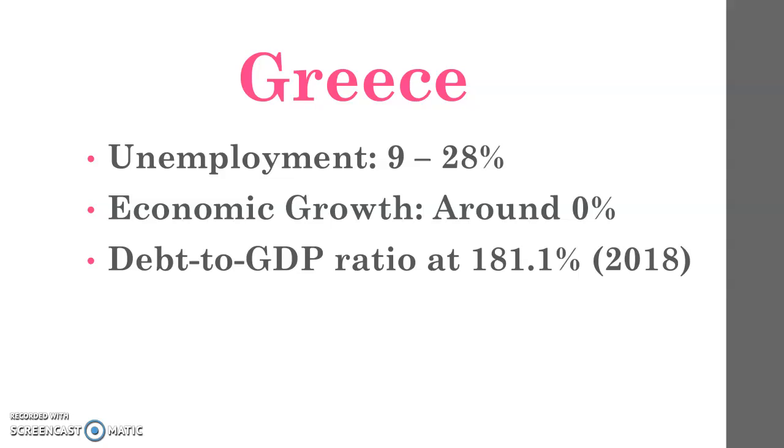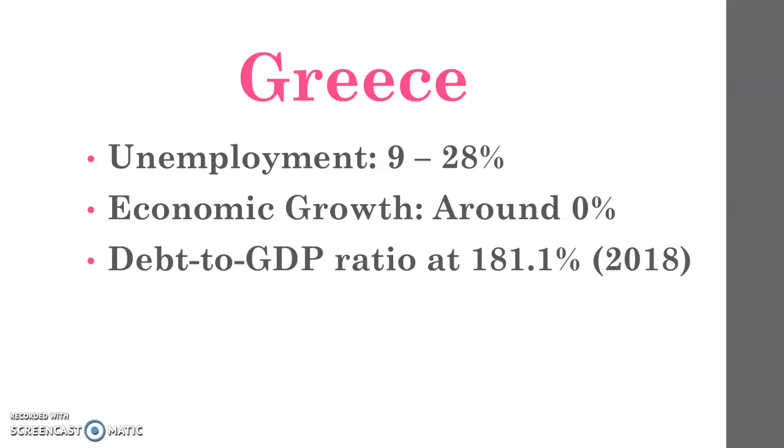The worst country is Greece. Unemployment between 9 and 28%, no economic growth whatsoever, and a debt to GDP ratio of 181.1%. It is the most indebted country in Europe according to the debt to GDP category. Far worse than the U.S. and indicative of what their situation is, spending way too much money on public benefits. Well, here's where the U.S. is today. Our debt to GDP ratio has climbed over 100% in peacetime for the first time in history, and it's going to get worse.